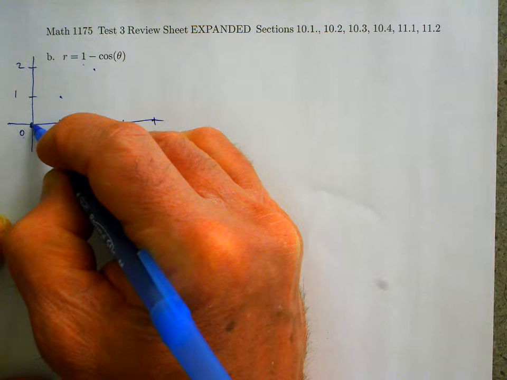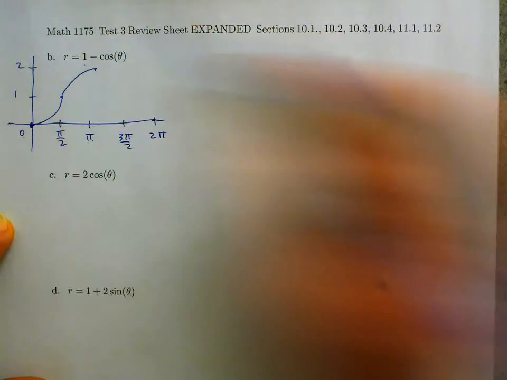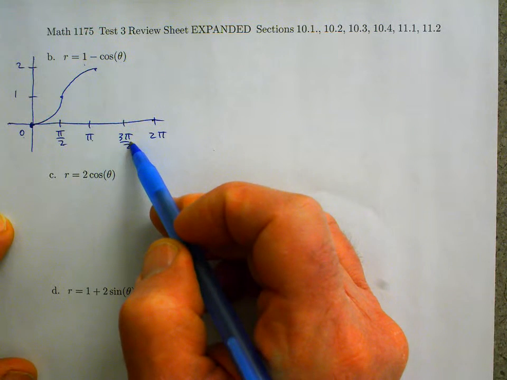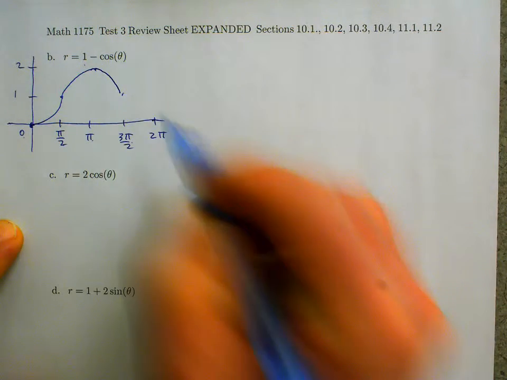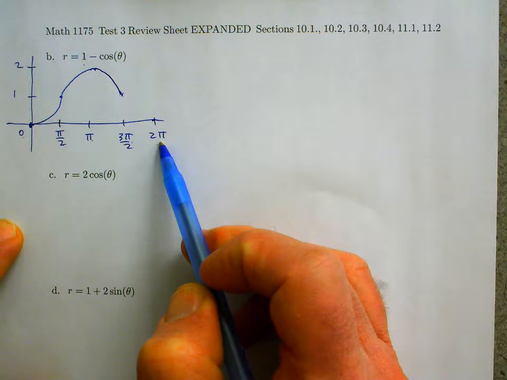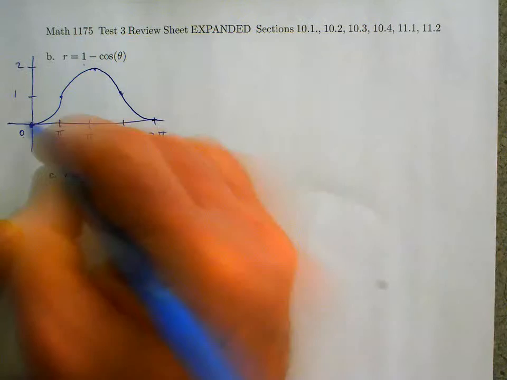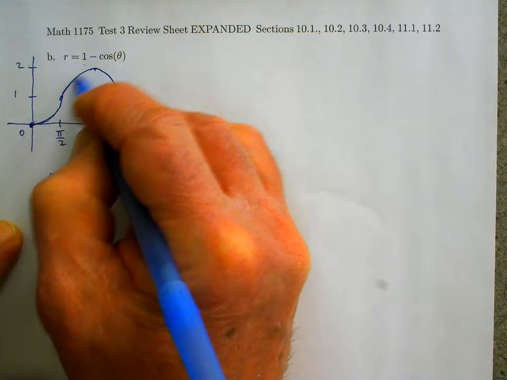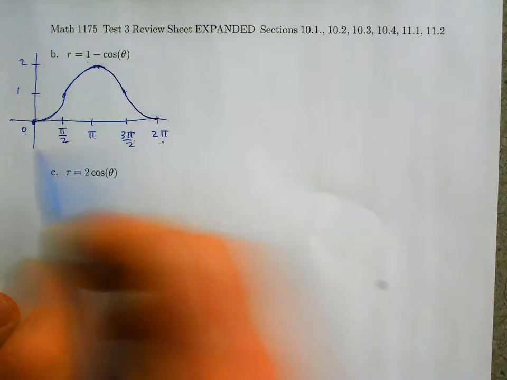So the first part of this will look something like this. Then cosine of 3 pi over 2 is 0, and 1 minus 0 is 1. And then at 2 pi, cosine of 2 pi is 1, and 1 minus 1 is 0. So we get this curve. This is the Cartesian graph.